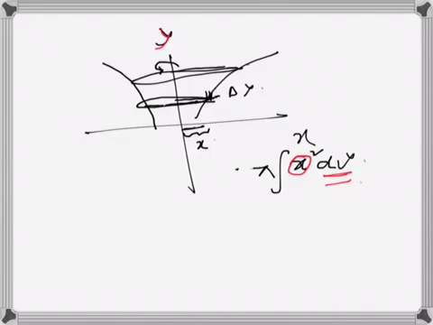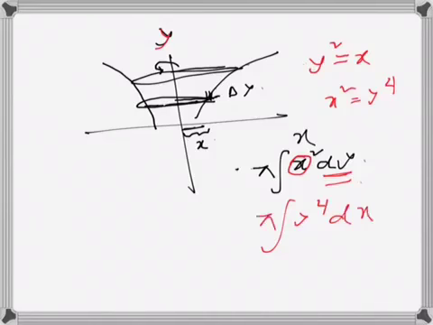Let's say we have y squared equals x, just arbitrarily speaking. Then we have to write whatever x squared is there. So if y squared is equal to x, x squared is equal to y to the power 4. We have to write it like that. This is how we will have to do the integration with respect to dy.